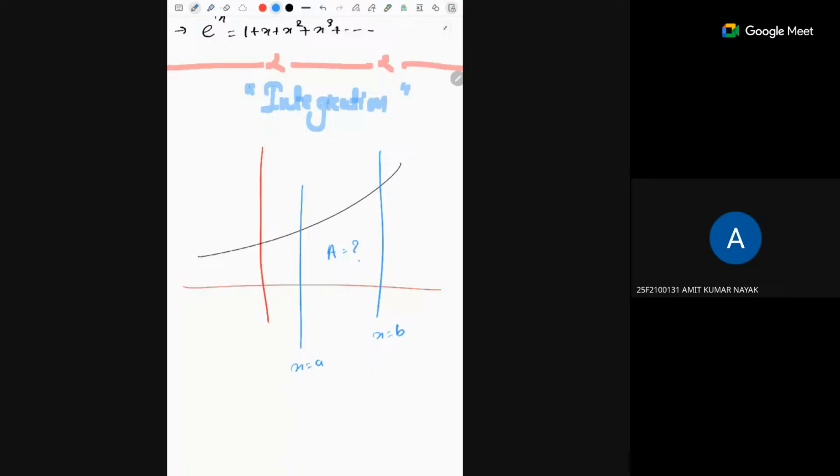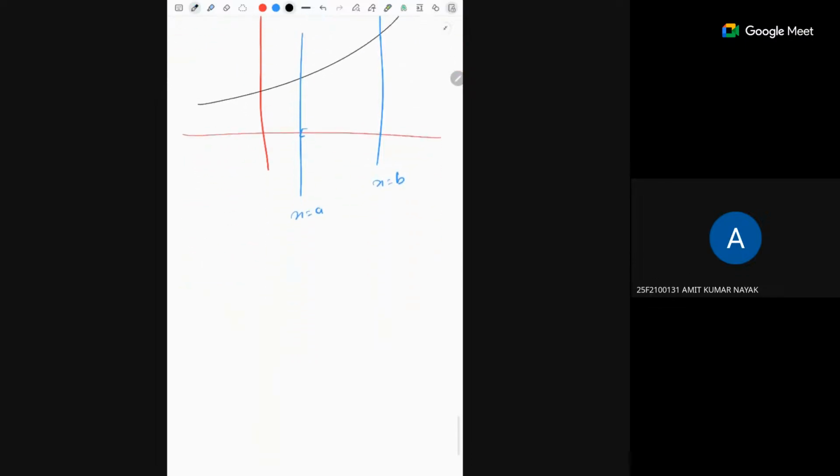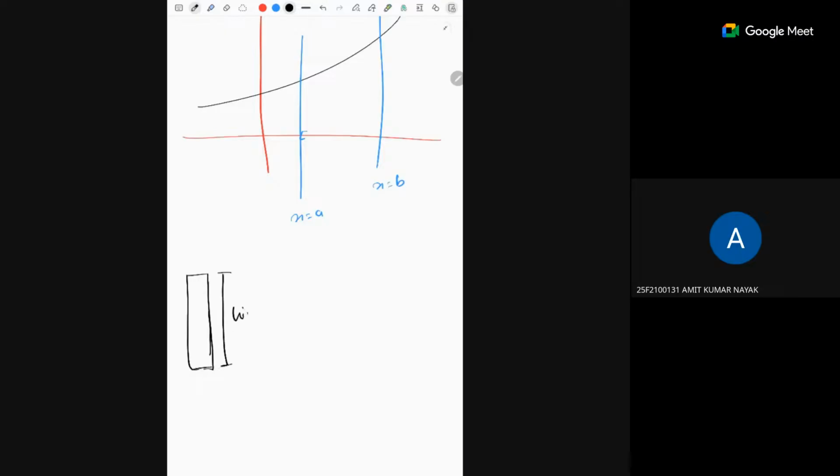Okay, so for that, what we have done, we will consider some rectangle strips over this whole interval and try to shrink the width of those rectangular strips in such a way that it will approximate our area. So if this is the rectangle, then there are two factors of a rectangle, right? One is its height and another one is its width or breadth.